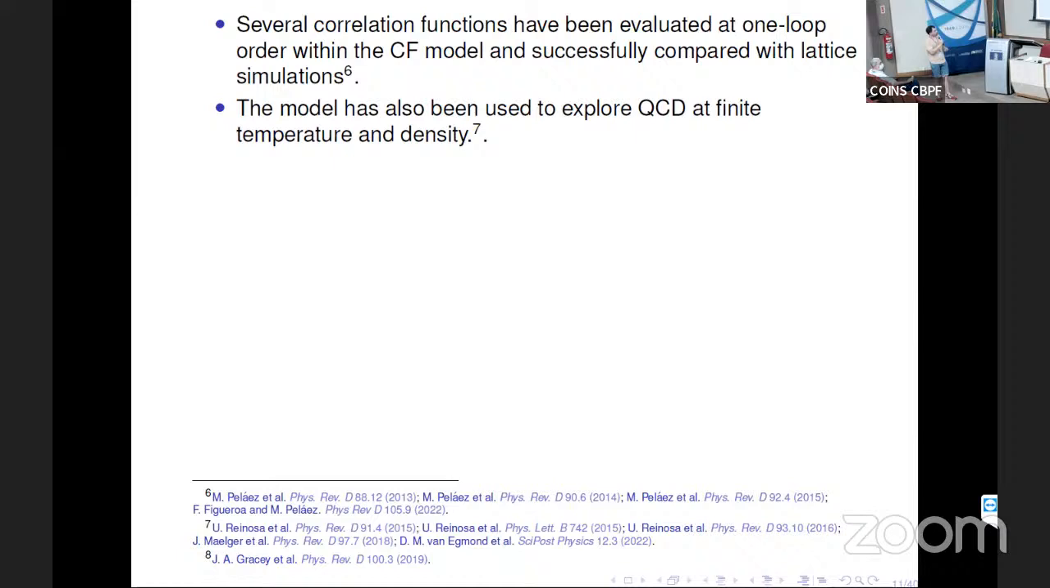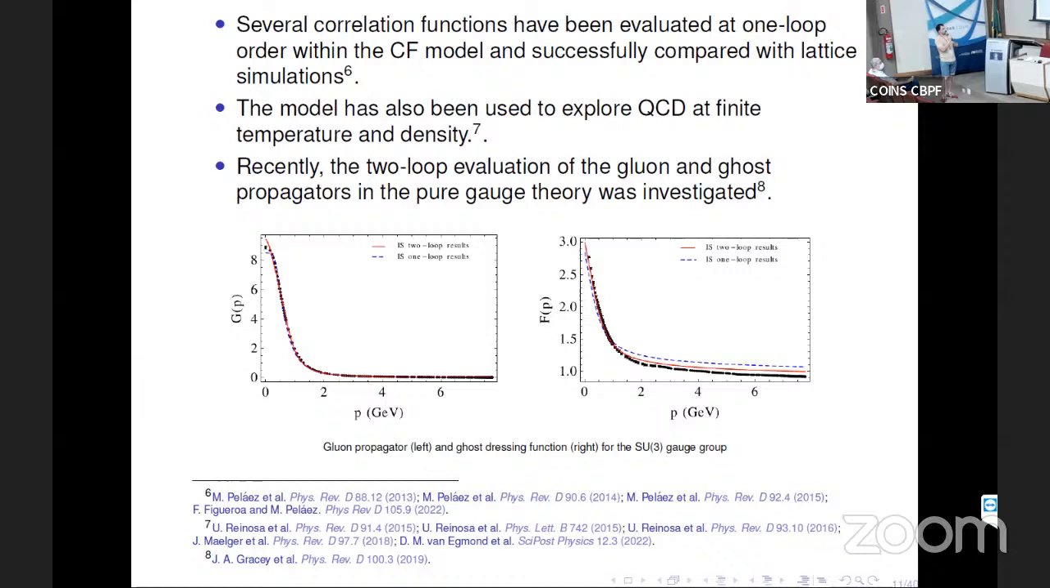Recently, the two-loop evaluation of the gluon and ghost propagators in the pure gauge theory was investigated. And here I am showing you the plot. Here on the left, we can see the gluon propagator. And on the right, we see the ghost dressing function. The black dots correspond to lattice data, whereas the blue curve is the one loop result and the red curve is the two loop result. And as you can see, both of them reproduce lattice simulations pretty well, and even more, the results improve as we increase the loop order, which is consistent with a perturbative expansion, right?